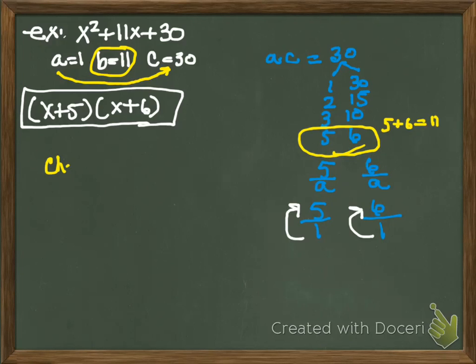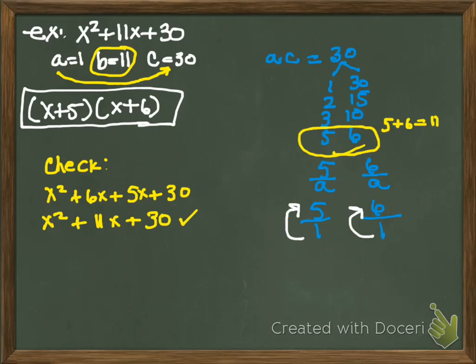Okay, now let's check. Just to make sure, x plus 5 times x plus 6 results in x squared plus 11x plus 30. We will do this using the FOIL method. x squared plus 6x plus 5x plus 30 equals x squared plus 11x plus 30. Okay, great. This checks out. Let's do another example.